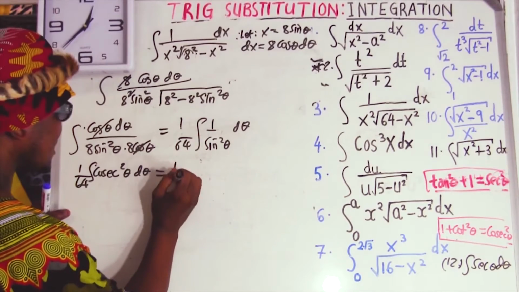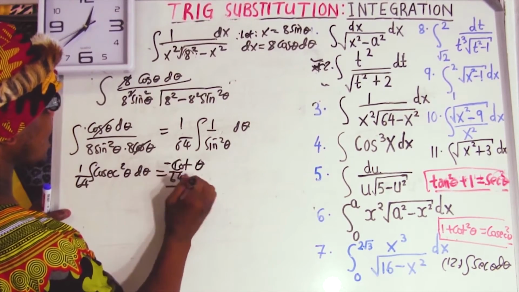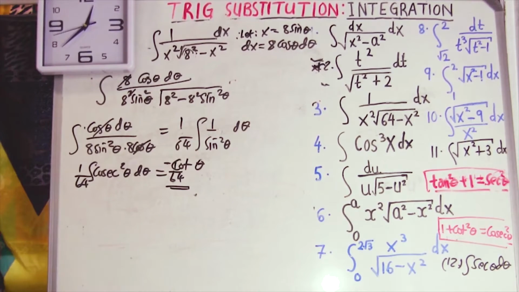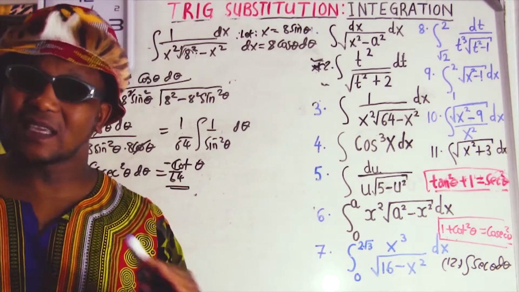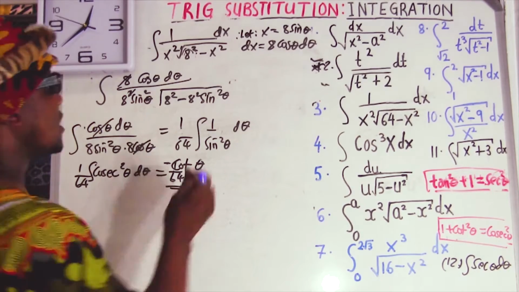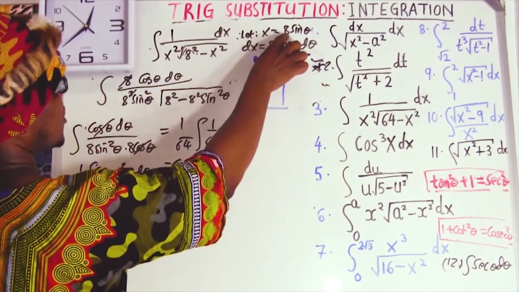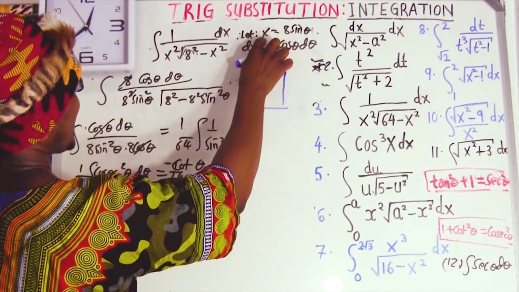So this is going to give us 1 over 64 times negative cot theta. We're not going to leave an answer like that, because it would be seen as unacceptable. So you have to go to that small triangle. Look, this is the small triangle, so use this one here. This is going to be divided by 8.